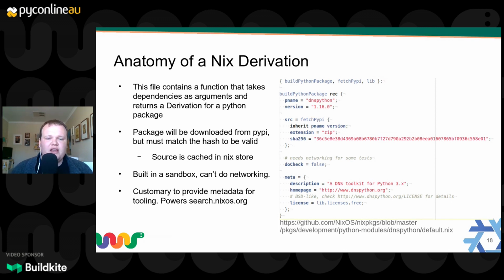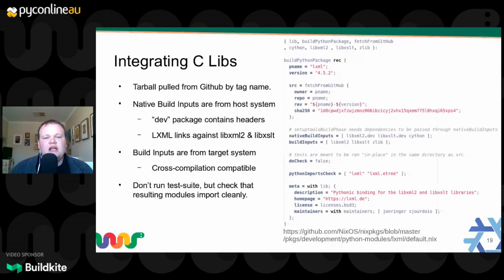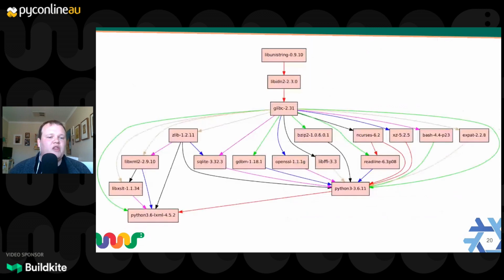It gives you a very quick way of declaring packages and what their inputs and outputs are. Integrating with C libs is handled with the C libs that are already built into Nix packages. You can reference those directly through your build inputs, and it will only reference the actual shared objects that result from those. You don't actually need to reference any of the build tools in your output.